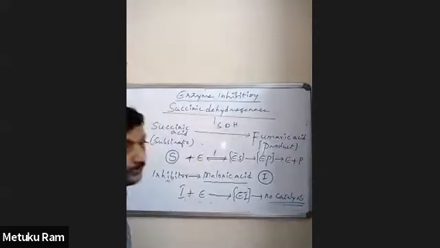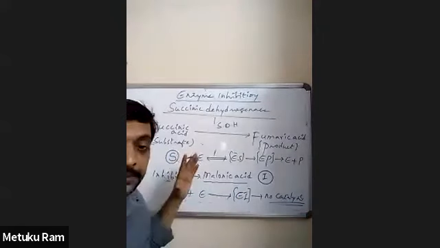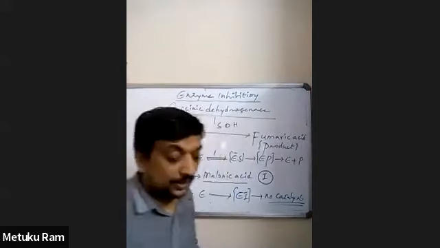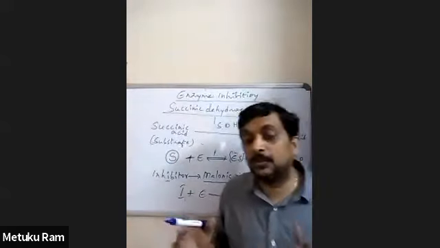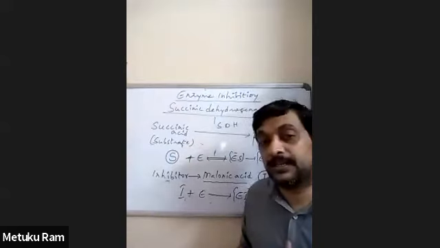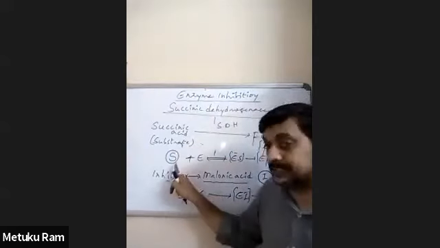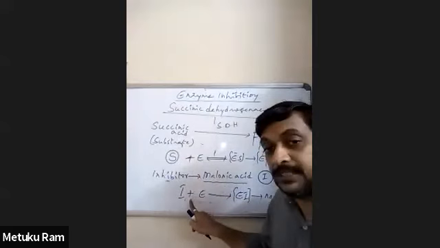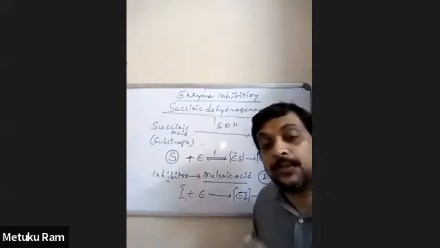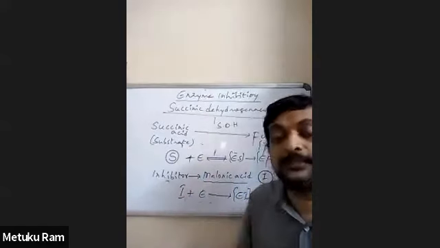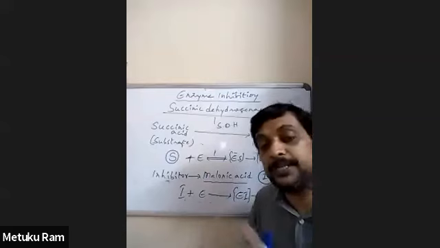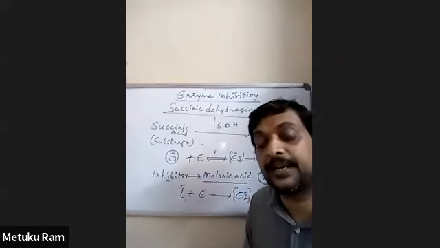But what happens if the substrate is succinic acid? It is converted into fumaric acid. Now here, where is the competition? The competition is between the substrate succinic acid and this malonic acid. Both of them act in a competitive manner. They compete to bind with the enzyme active site.